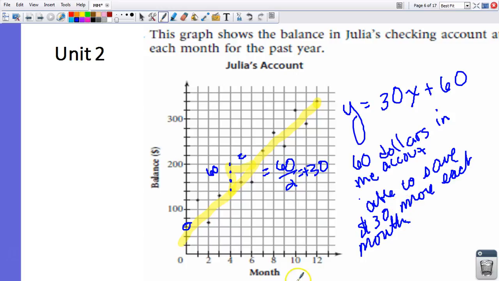Okay, and if there's more to that question that I didn't get to, please let me know and we can take a look at it. But I think that was it. It just really wants you to be able to explain what slope means and what the y-intercept means.